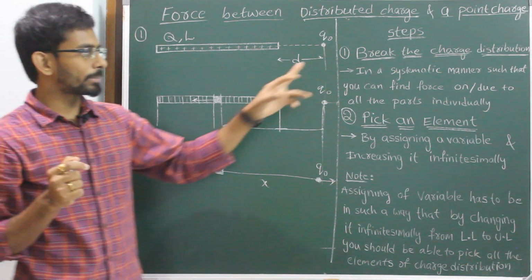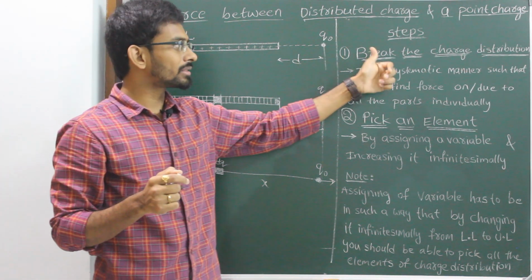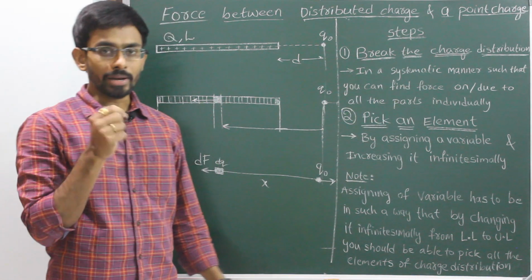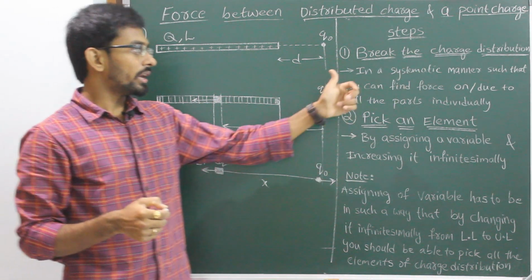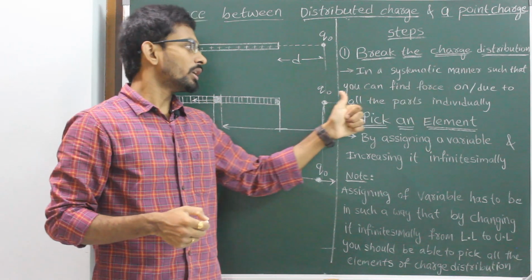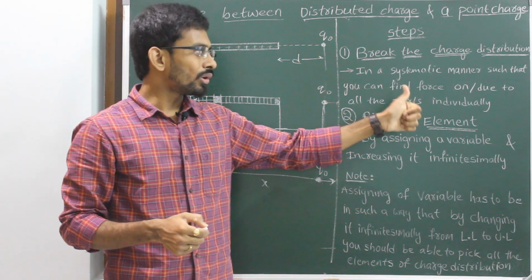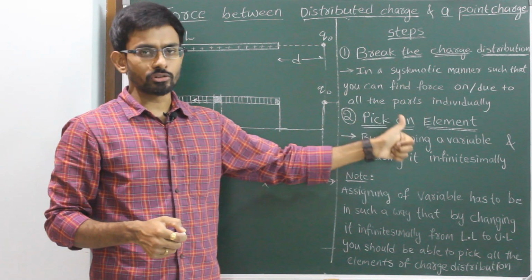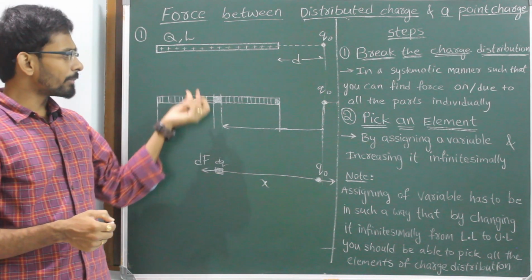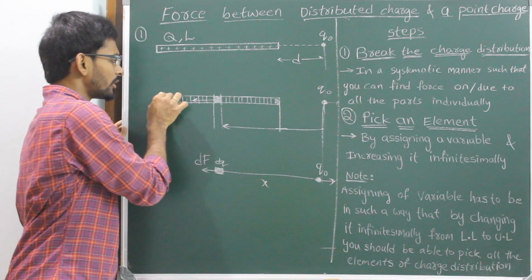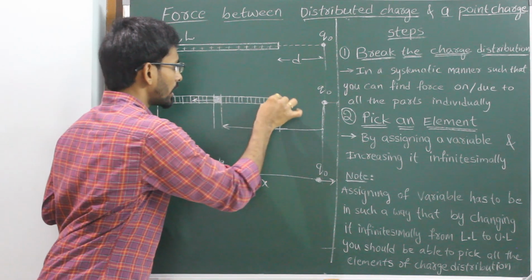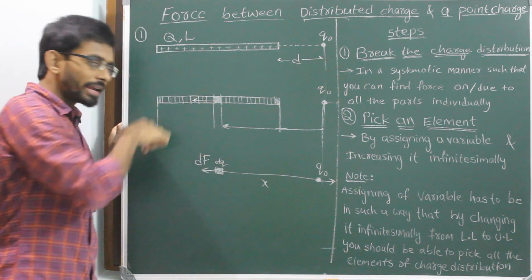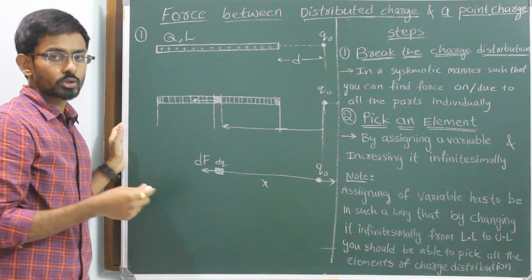The first step is we have to break the charge distribution. How to break it? In a systematic manner such that you can find force on all the parts individually. You should be able to find. So what we are doing here, we are breaking this rod into parts, and this breaking has to be in a systematic manner. It should not be random.